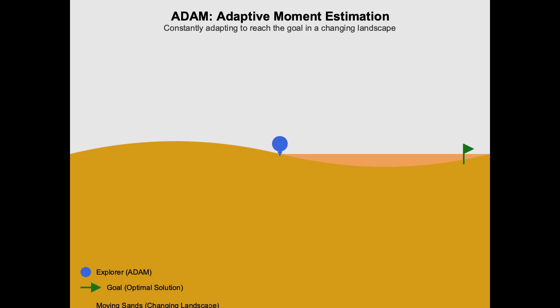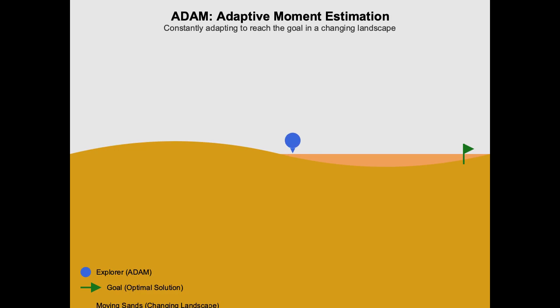Yeah. It might take a few wrong turns at the beginning. Right. And that's where bias correction comes in. It allows Atom to adjust its understanding of the terrain as it goes. Yeah. So even if those first few steps are a little bit off, it can quickly correct itself. That's interesting. So it's like it's constantly learning and adapting.